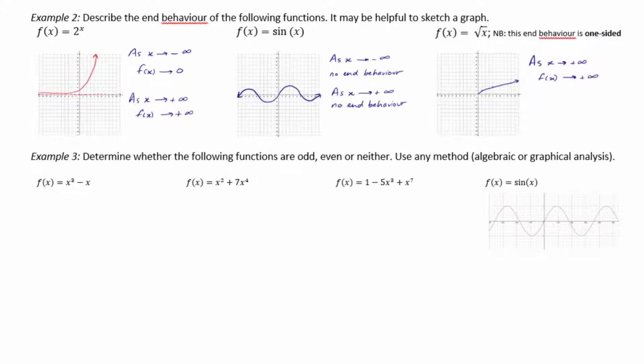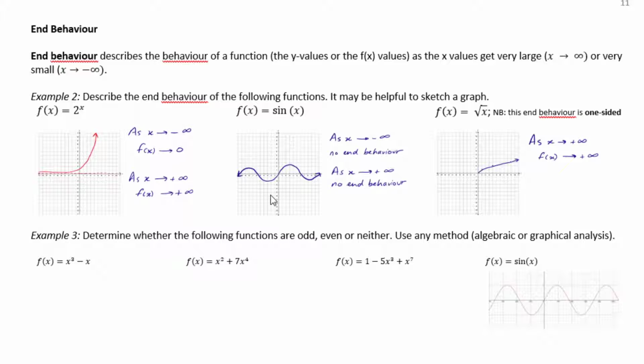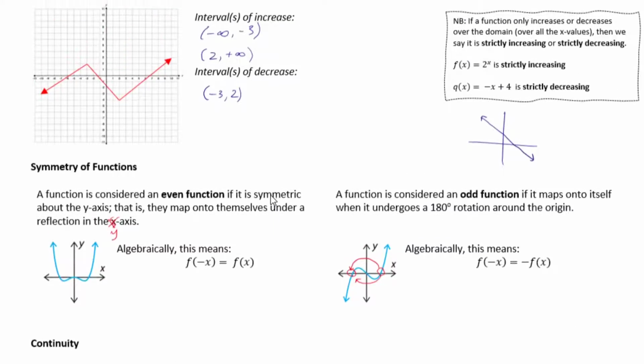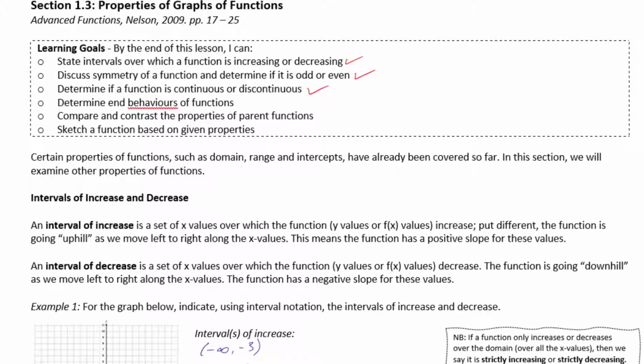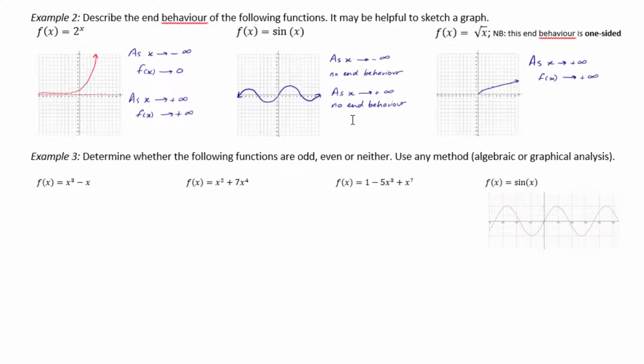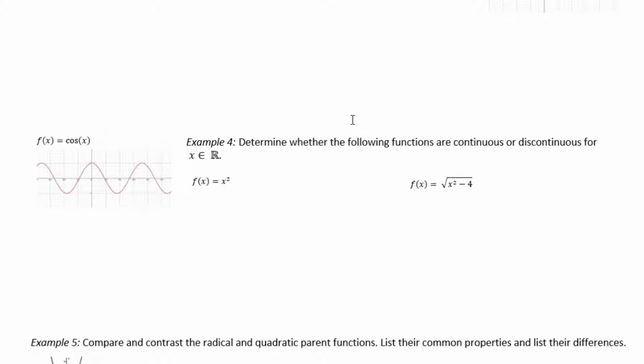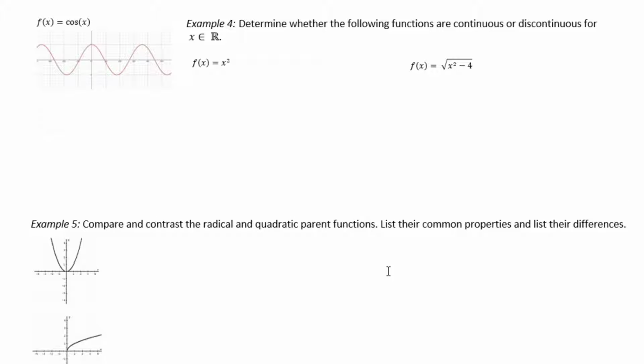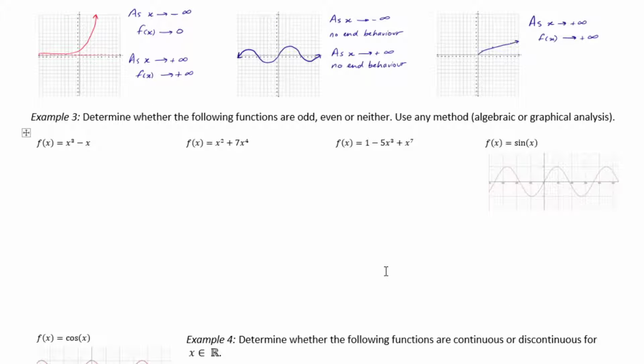We've now looked at the examples of end behaviors. So if I go back to my learning expectations here, I have determined the end behavior of functions. Okay, the next thing that we have to do is compare and contrast properties of parent functions. And we can do that in the end over here where we compare and contrast, but it looks like we've got some other examples to do, so I apologize for jumping around a little bit here. But it says determine whether the following functions are odd, even, or neither.